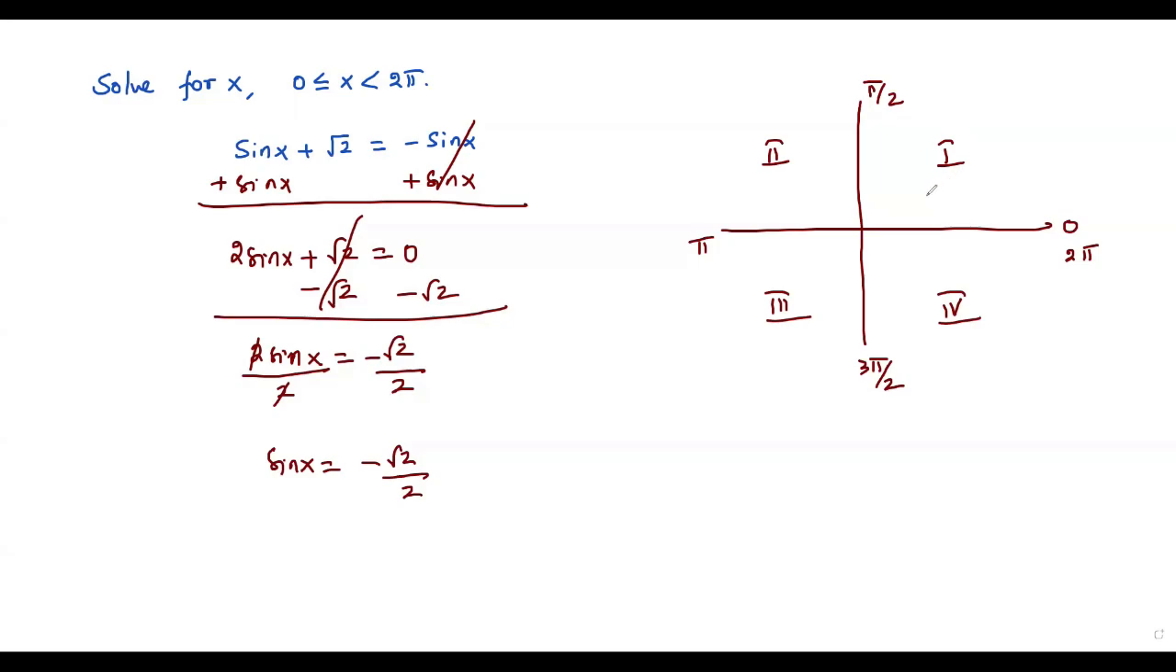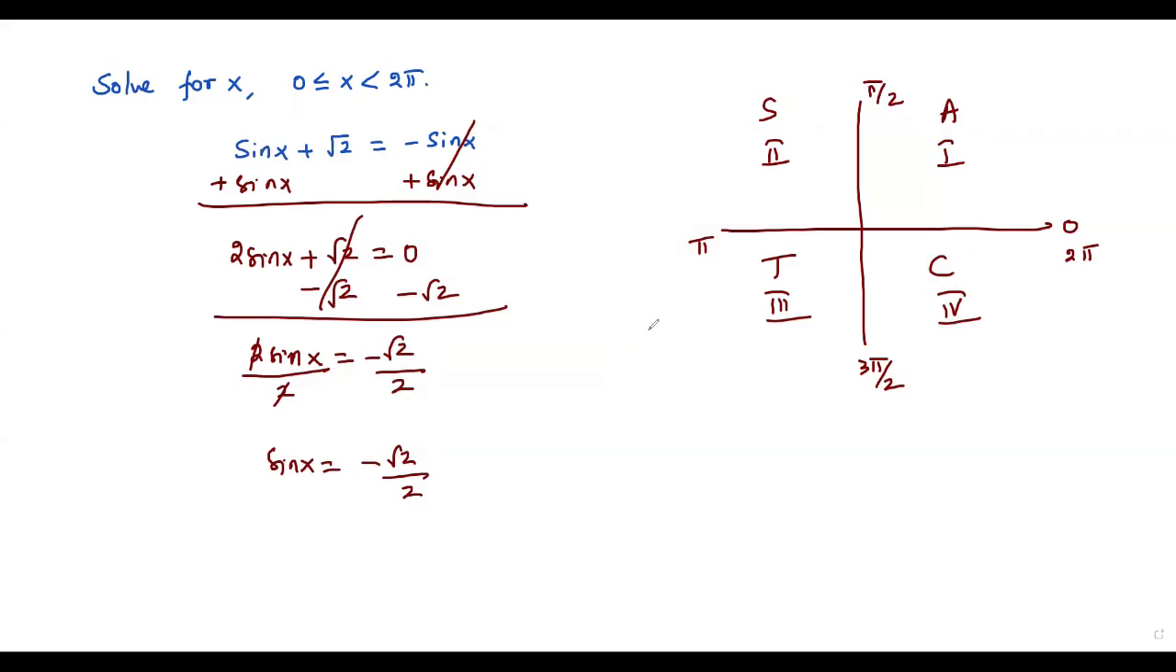And so we can consider the concept ASTC, that is we have A in the first quadrant, S in the second quadrant, T in the third quadrant, and C in the fourth quadrant. That is, all trigonometric functions are positive in the first quadrant. Sine and its reciprocal cosecant are positive in the second quadrant, the rest are negative. And tangent and cotangent are positive in the third quadrant, the rest are negative. And cosine and its reciprocal secant are positive in the fourth quadrant, the rest are negative.